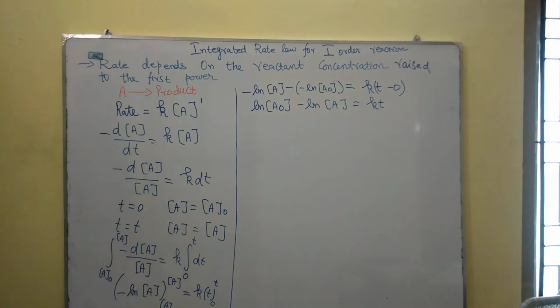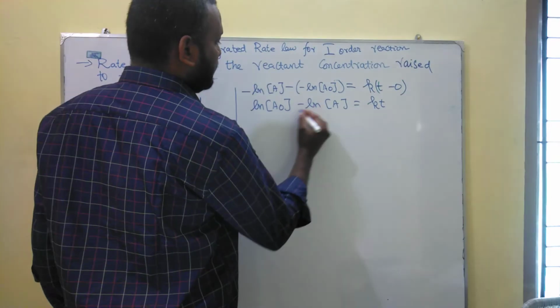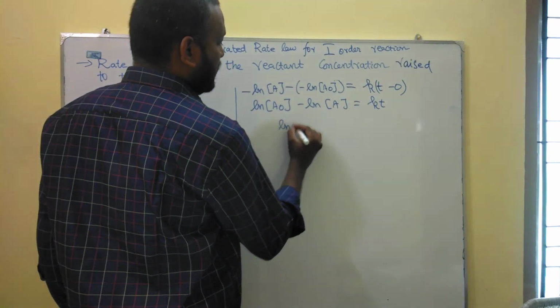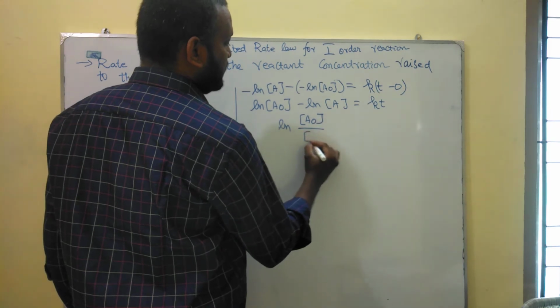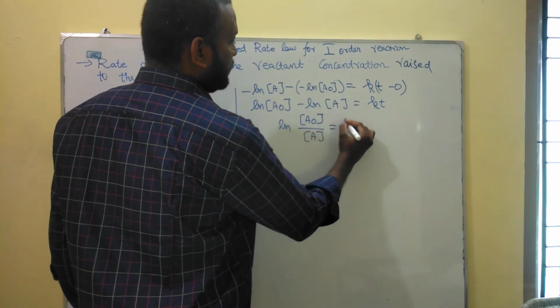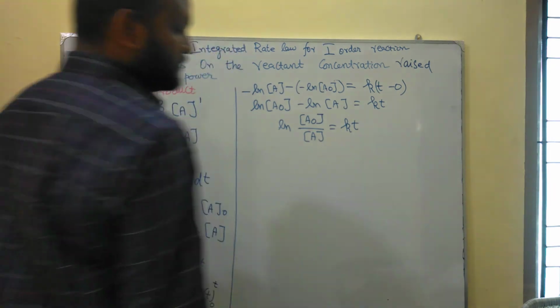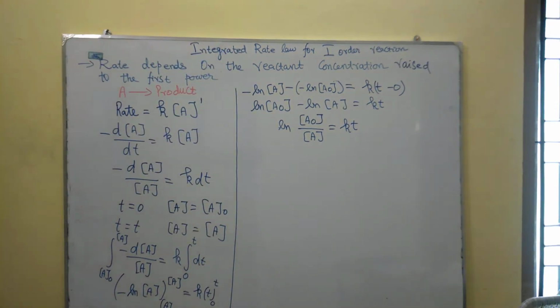We have this equation. This we can write, ln A0 minus ln A, as ln A0 by A equal to kt. So this is the logarithmic form of this equation: ln A0 by A is equal to kt.